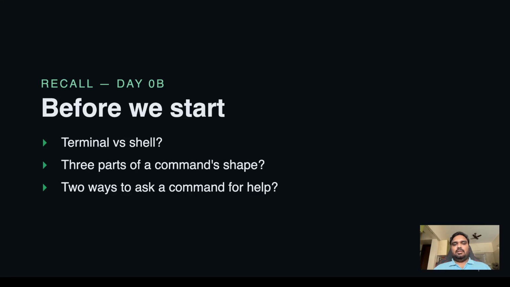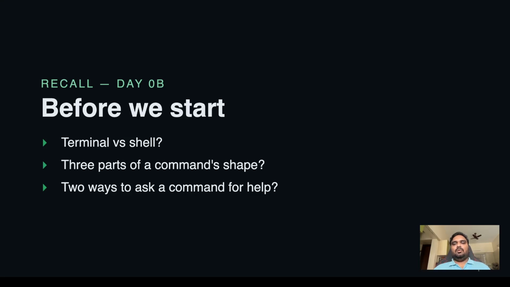Now let's go to the next question. What are the three parts of a command's shape? As we had seen earlier, the command shape is command, options and arguments, and you can have different options for the same command, or you may not have any options as well. The command itself can work without any options or arguments with its default behavior.